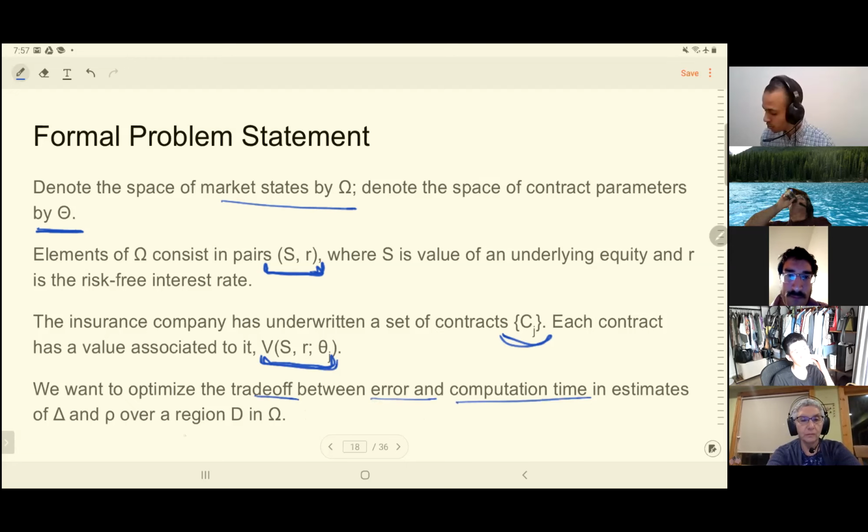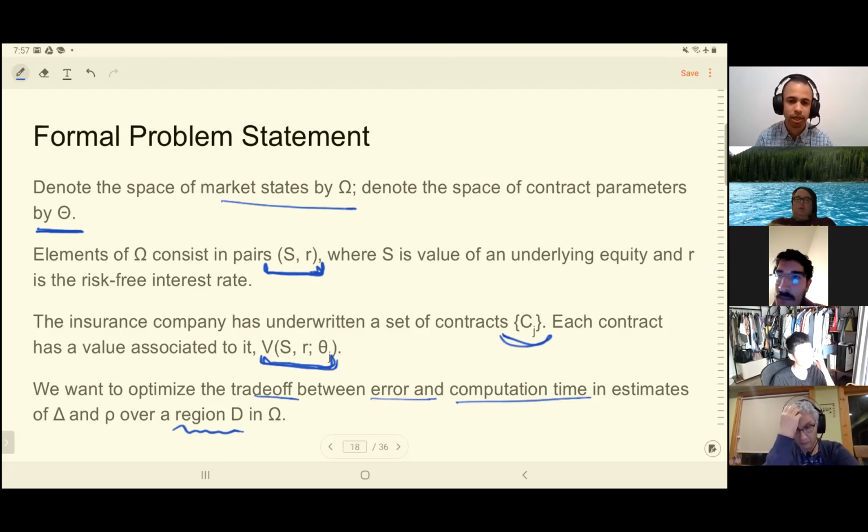Now, we don't need this region D to be all of the possible market states because, generally speaking, the market is not going to do literally anything. It's going to stay within some relative change. The numbers that we were looking at were something like plus or minus 10% in S and plus or minus 10 basis points in R. However, the question is, how do we optimize this trade-off between error and computation time, given that at the time that we're estimating these hedging parameters, we don't know what the market state is going to be?